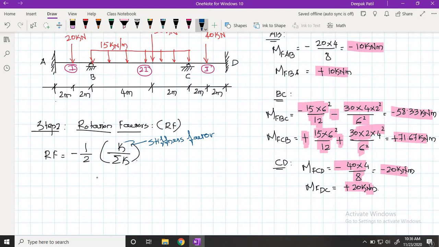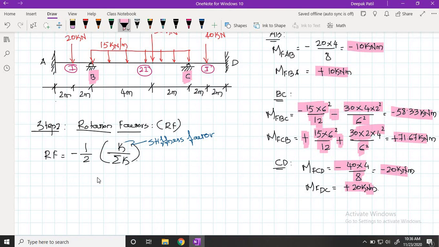We need to find the rotation factors at B and C only, and not at A or D. How do we judge that? Don't think that we find rotation factors only wherever there are intermediate supports. No, it is not like that. The concept is very simple. The nodes which are able to rotate, I'm repeating once again, the nodes which are able to rotate, at those points only we have to calculate the rotation factors.